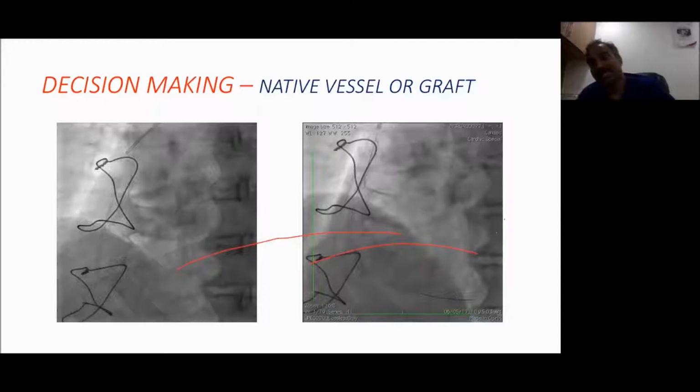But at times I use these venous grafts as a retrograde conduit. In a patient where there is a total occlusion of the RCA, I have one case.